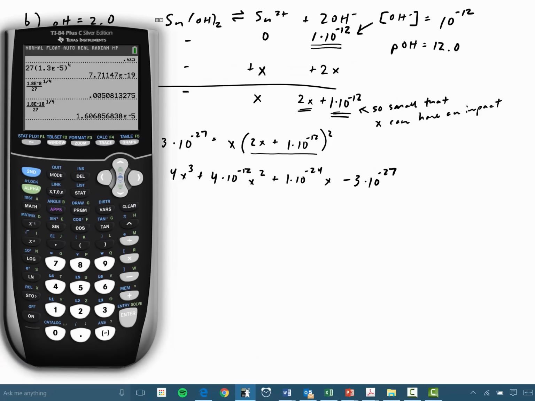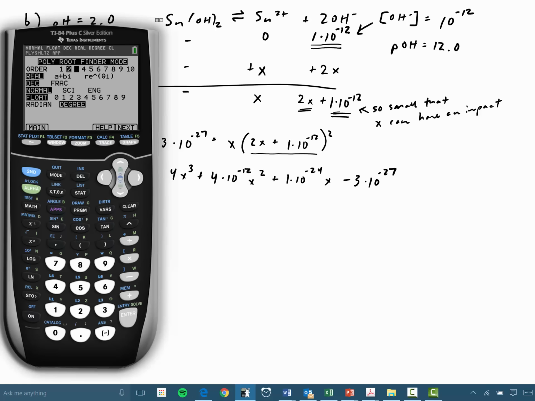So I'm going to turn this on, go into apps, and I want this polynomial solver. I'm going to go polynomial root solver, and here I'm going to select the 3 right here. I want the decimal, so now I go next. Now I enter my numbers: 4 here, then 4 times 10 to the negative 12th, then 1 times 10 to the negative 24th, and then a negative 3 times 10 to the negative 27th. Then I hit solve.